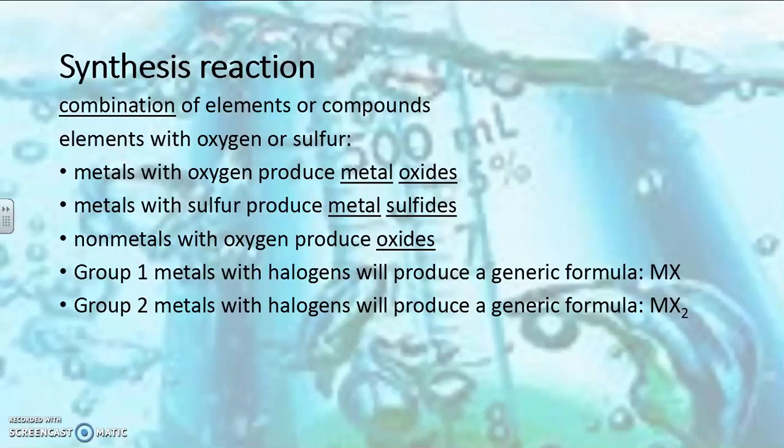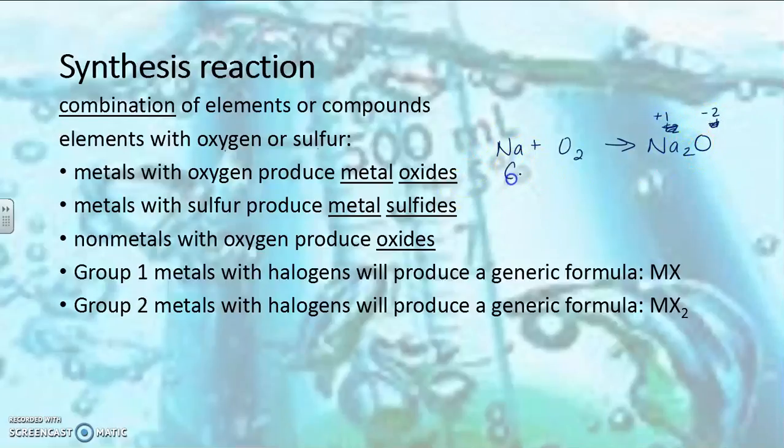So a synthesis reaction, remember, is a combination of elements or compounds. Most likely, the ones that we give you are going to be fairly easy. They'll most likely be a binary substance. So anytime you have elements that combine with oxygen or sulfur, if it's a metal with oxygen, it produces a metal oxide. Okay, so let's say that it's sodium and oxygen. They will come together to produce sodium oxide, a positive 1 charge and a negative 2 charge, cross them down.